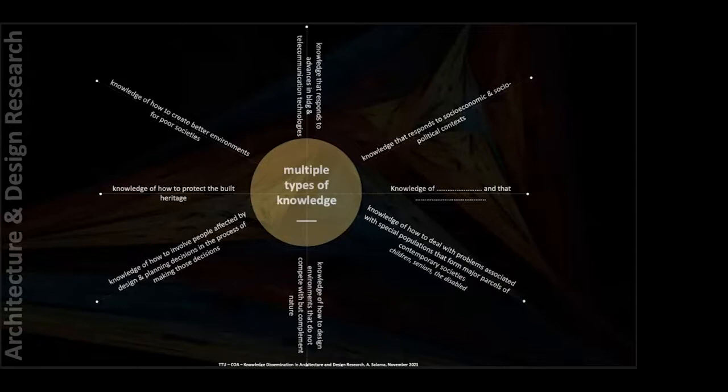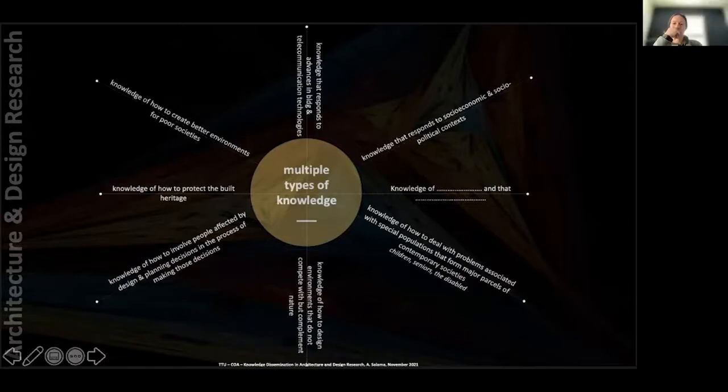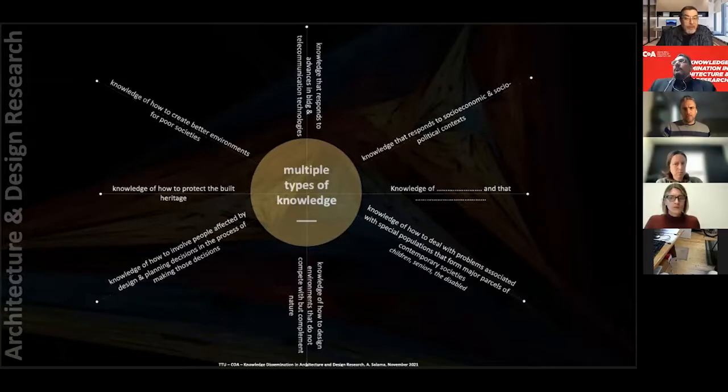For example, when you look at this diagram, knowledge of how to deal with problems associated with special populations that form major segments of contemporary societies: children, seniors, the disabled. Knowledge of how to involve people affected by design decisions in the process of making those decisions. Knowledge that responds to advances in building and communication technologies. Knowledge that responds to socioeconomic and socio-political contexts. The list goes on and on and on, many knowledge typologies.